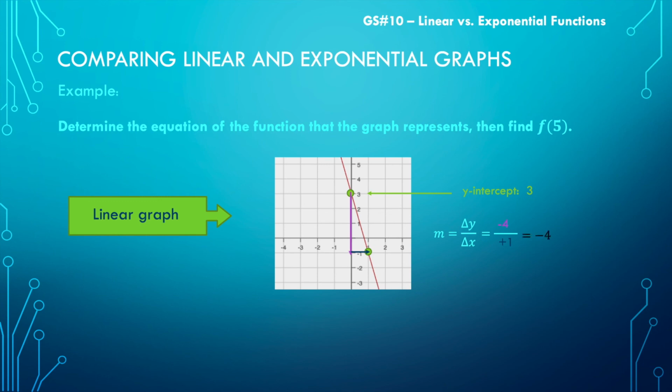So with a -4 slope and a y-intercept of 3, I can write my function. And my function would be f of x is equal to -4x plus 3. Now to find f of 5, remember I'm just going to sub in a 5 wherever I see x. So f of 5 is equal to -4 times 5 plus 3, which is -20 plus 3, which ends up being -17.